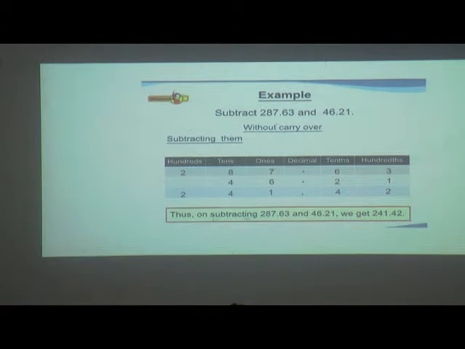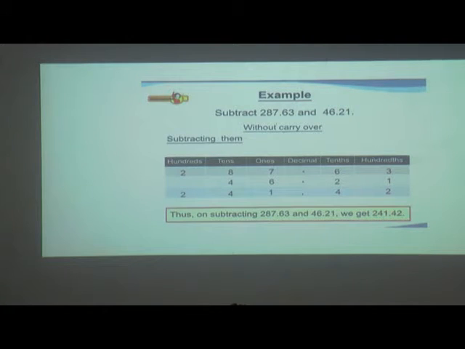Thus on subtracting 46.21 from 287.63, we get 241.42. So in this way, we do normal subtraction; we just have to take care of the decimal point and write the places one below the other. If it is ones, you write under the ones. If it is a tenth, you write under the tenth.